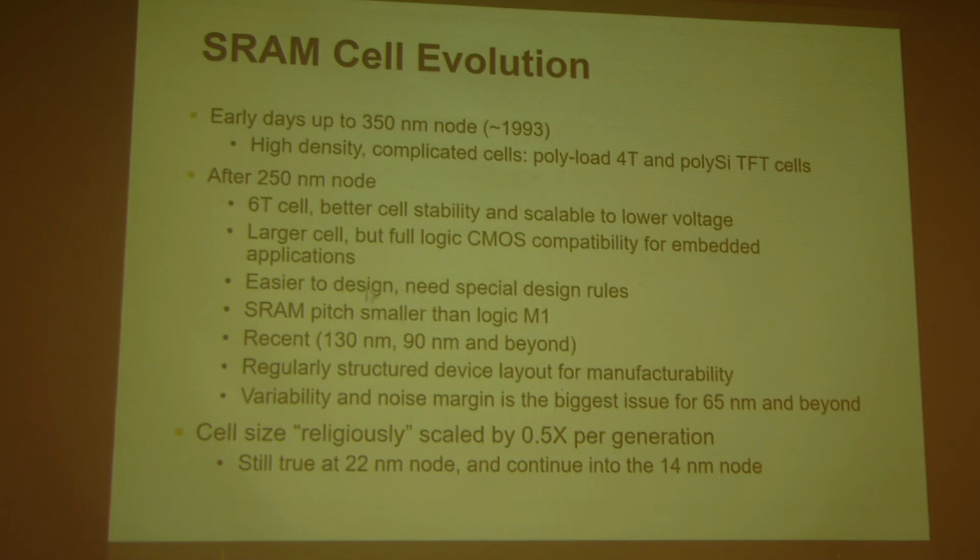And so the SRAM cell has been religiously scaled by 0.5x per generation till today's 7 nanometer technology node. So Moore's law does not stop here, but of course the cycle from one generation to another may be extended from 2 years to maybe 4 years these days. But from one generation to another, this scaling is still valid.